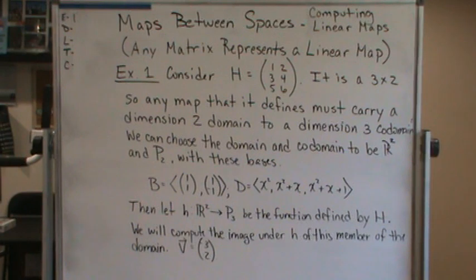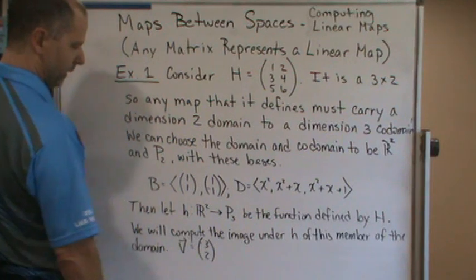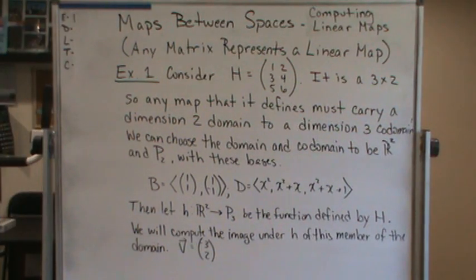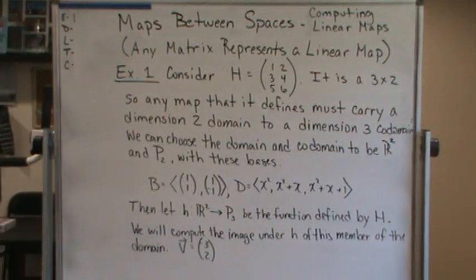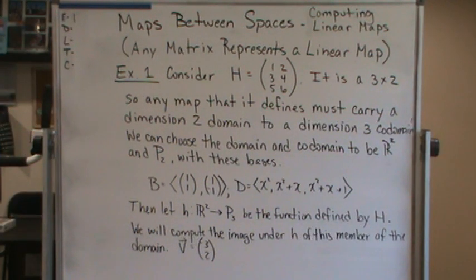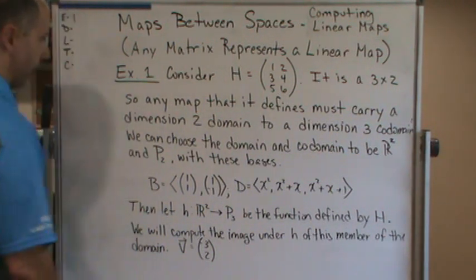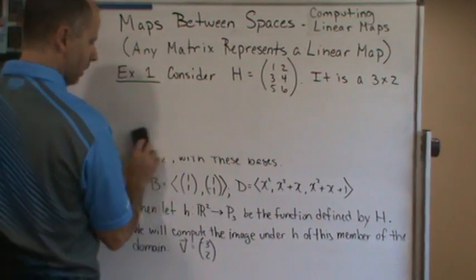Now we're going to let H be the mapping from R2 to P3, the function defined by H. Now we're going to compute the image under H of this member of the domain. We're going to take this vector in the domain and use H to compute the image. It's pretty straightforward. So let's do that. I'll just erase this middle piece here.